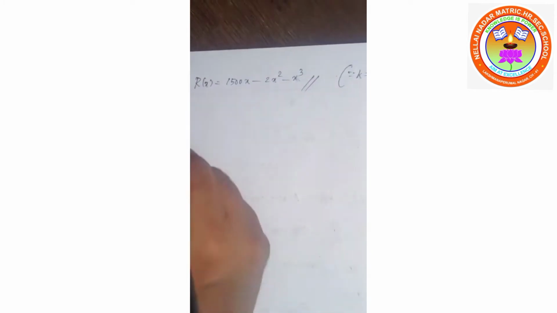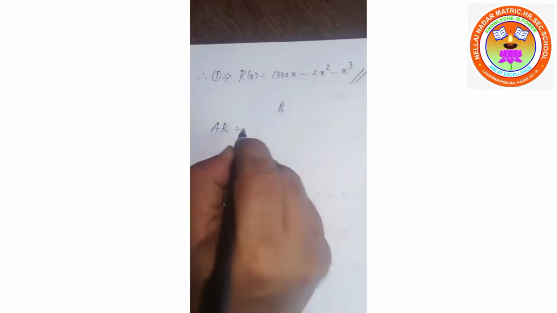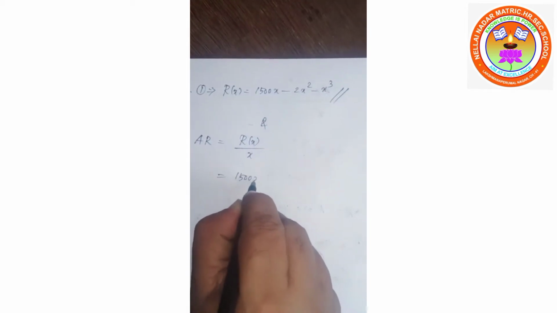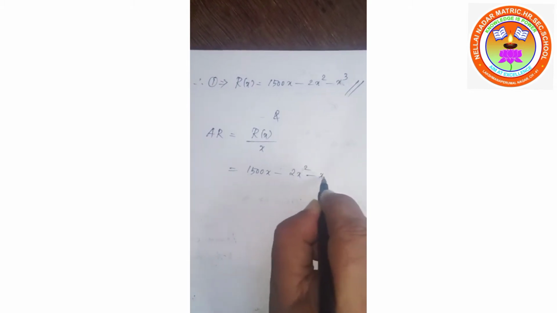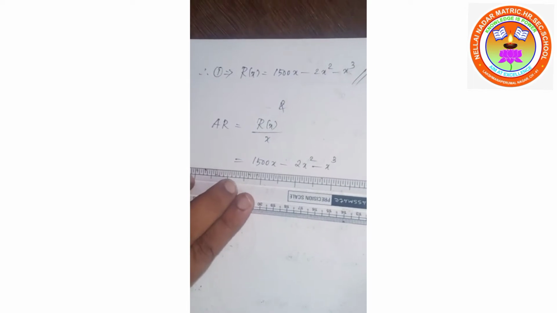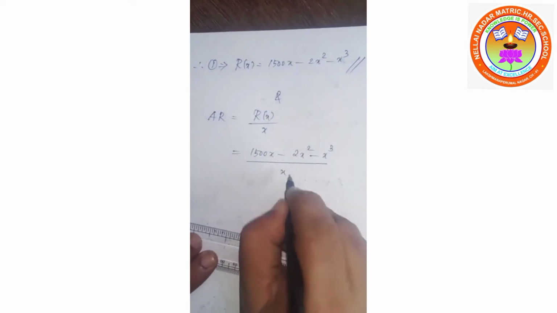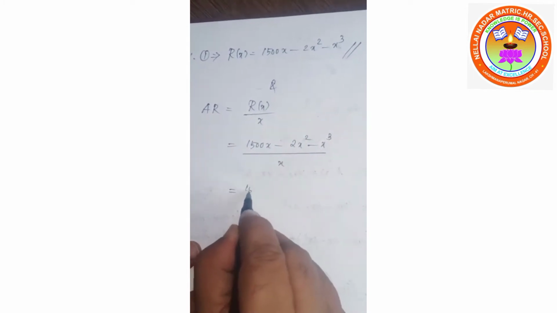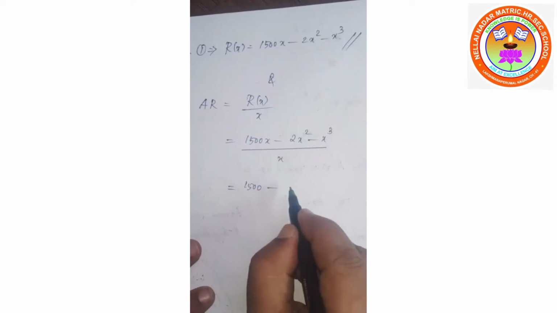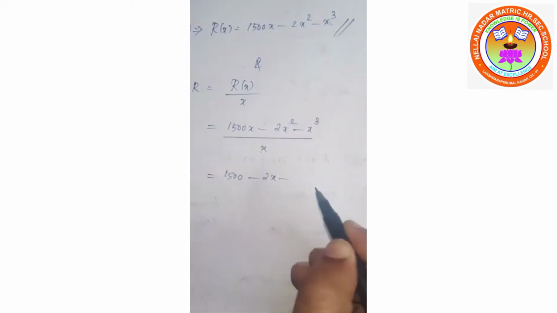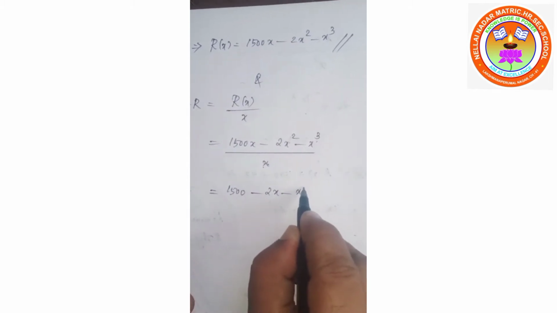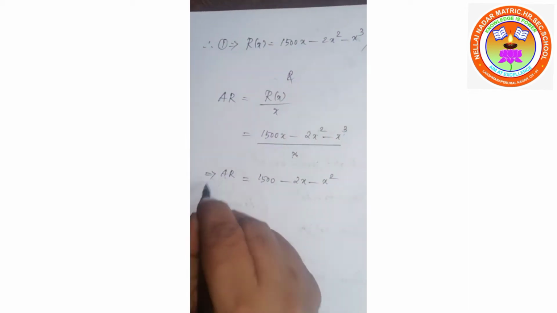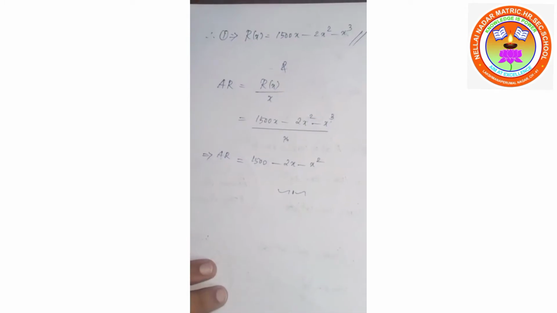Now average revenue. Average revenue AR equals R of x by x. Here R of x is 1500x minus 2x squared minus x cube divided by x. So each and every term should be divided by x. You can directly write 1500, x gets cancelled, minus 2x squared by x equal to 2x, minus x cube by x, that is x squared. That's all. That is average revenue. So problem number 15 is over. I'll be teaching the next problem in the next video.